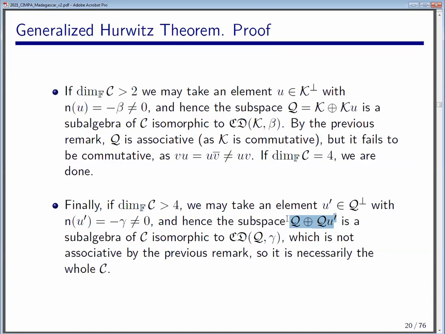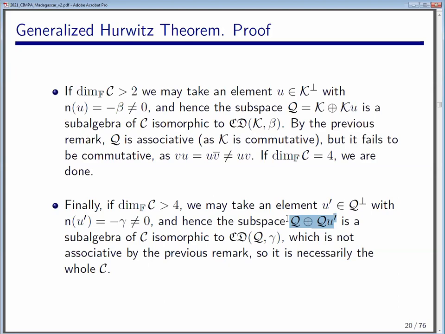So this subalgebra that we have obtained, and the norm is non-degenerate in this subalgebra. And we also checked yesterday that any proper nice subalgebra of a Hurwitz algebra is associative. So this subalgebra we know is not associative. So it cannot be proper. It has to be the whole algebra. And we are finished.